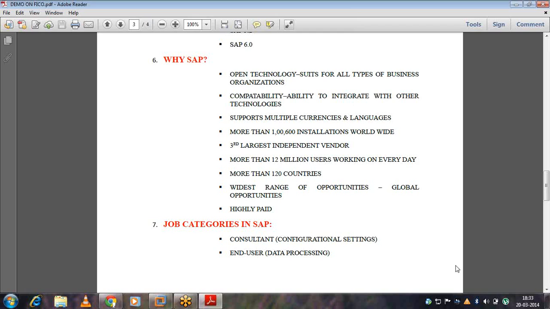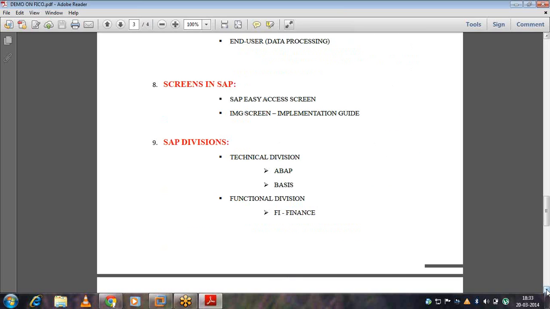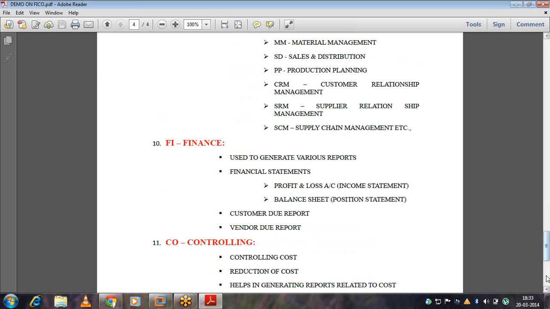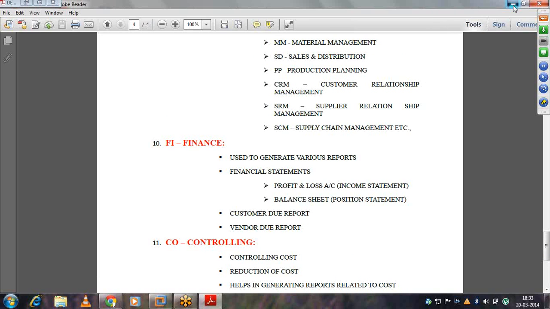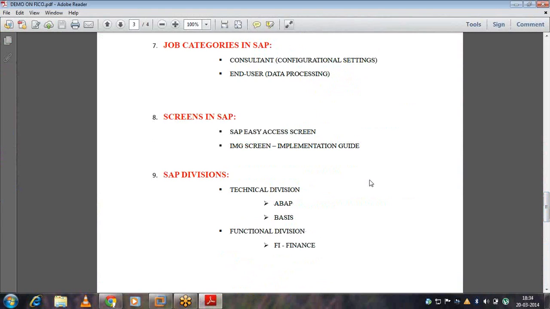So we have discussed consultants and end user. Now I'm going to enter into the finance and controlling module. Before we enter into the finance and controlling module, let us look into SAP divisions first. This is very much required before we go into the finance and controlling module.